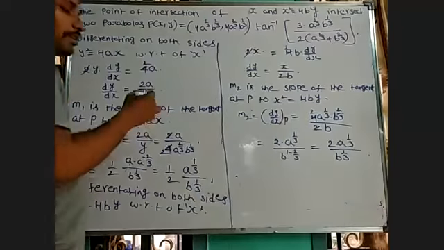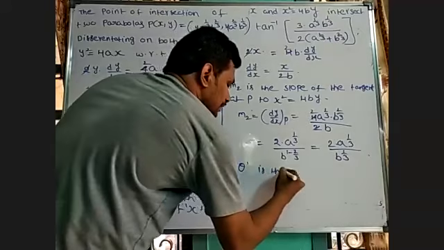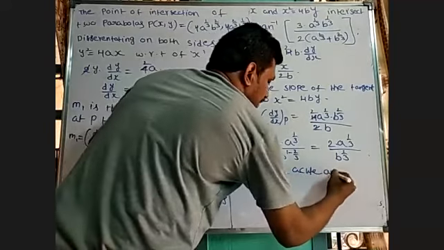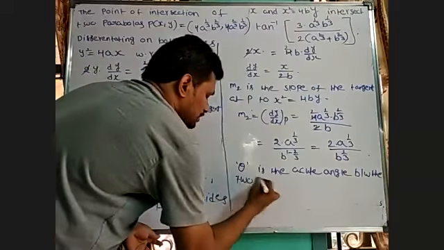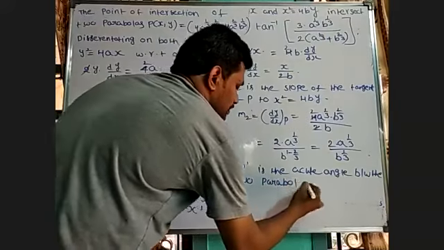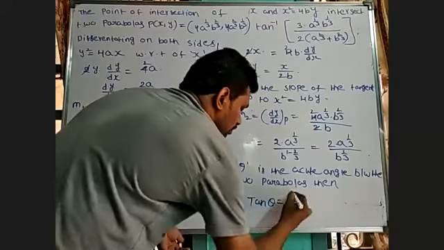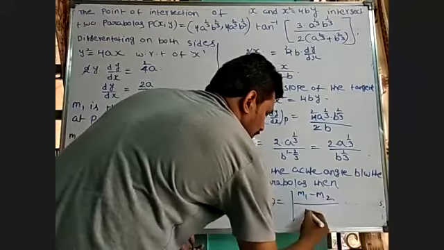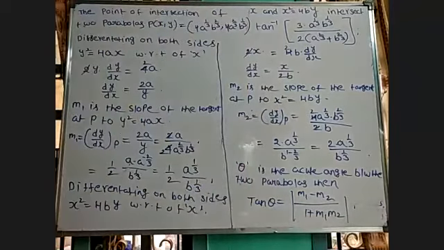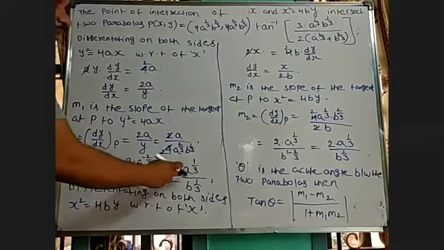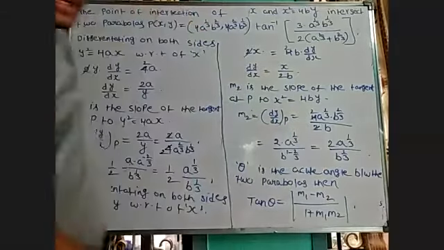Next, we already drew the diagram. Therefore, theta is the acute angle between the two parabolas. Then tan theta is equal to mod of m1 minus m2 by 1 plus m1 m2. Understood? M1 is 1 by 2 into a power 1 by 3 b power 1 by 3. Okay, write it.